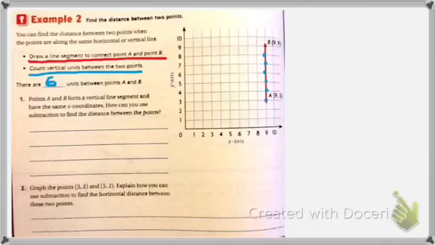How can you use subtraction to find the distance between the points? Well, I know I counted the points and the distance was 6 units. If I look at those y coordinates, I notice something. What do you notice about 9 and 3?